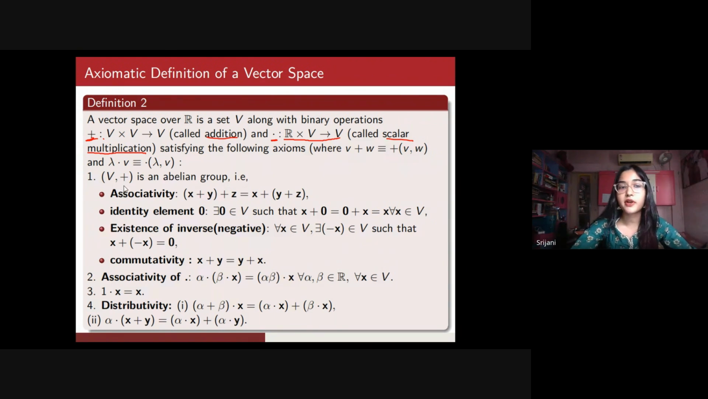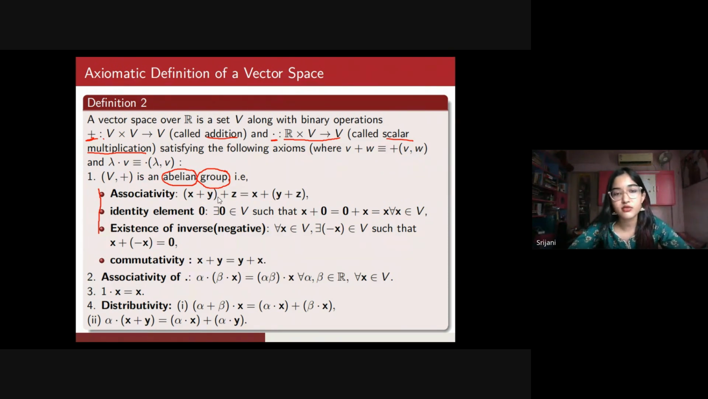So what are the properties? V with plus forms an abelian group. Abelian is just a fancy word for commutative. And what is a group? Again, it is a set with some binary operation that satisfies these three properties. This property is not defining for a group. If it is there, then it is a commutative or an abelian group.